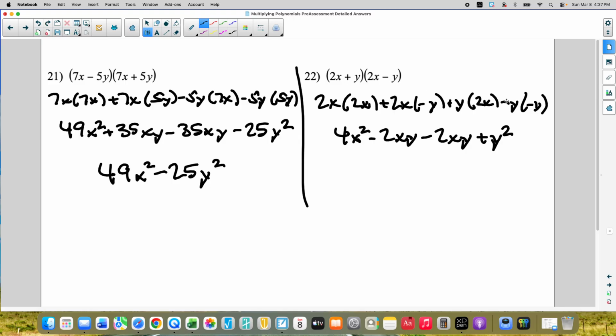This should be positive. This should be positive. So that makes positive. This makes negative. And we get that. Now, my middle two terms are opposite. They cancel each other. 4x squared minus y squared. Two terms, subtraction, both perfect squares. So you see that I made a mistake.